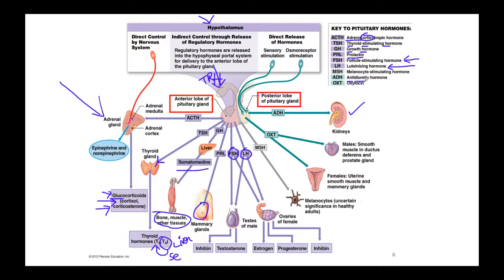Okay. On the posterior pituitary side, we have anti-diuretic hormone, ADH, anti-diuretic. You know what a diuretic is, right? A diuretic makes you lose water, like alcohol and coffee. Those are diuretics. And high blood sugar, those are diuretics. Anti-diuretic is going to allow you to hold on to water.